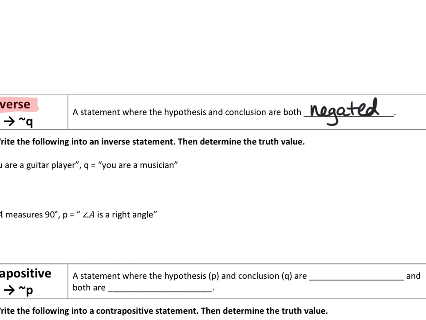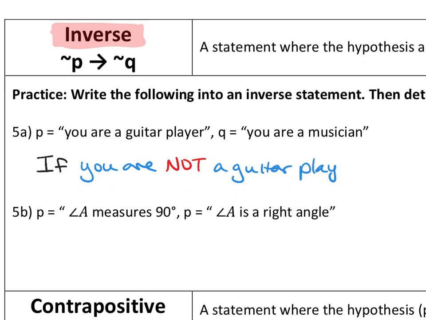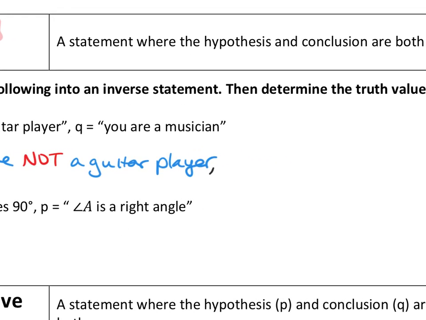But remember, we've gone back to where P's and Q's are in the correct order. Converse was switching them. Inverse is telling you not. So if we write an inverse statement for our P's and our Q's, we start with the word if. For this one, we don't switch P and Q. So we're going to say if you are not a guitar player. See how I added the word not in there? So what would you write for Q? If we said, if you are not a guitar player, then what? Then you are not a musician.